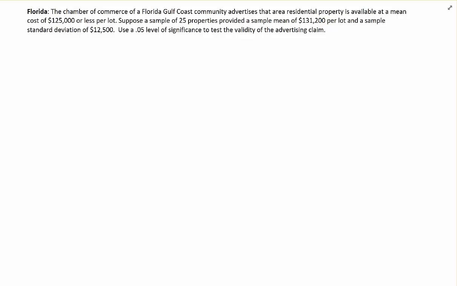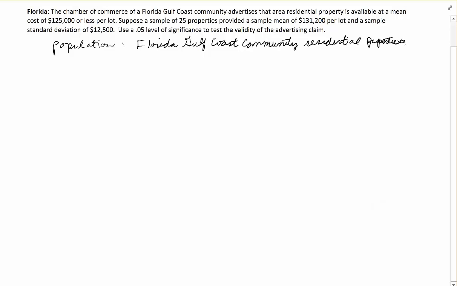Okay, first of all, let's identify the population. This would be Florida Gulf Coast community residential properties. And we're going to let mu equal the mean cost of all the properties. Use a 0.05 level of significance to test the validity of the advertising claim.